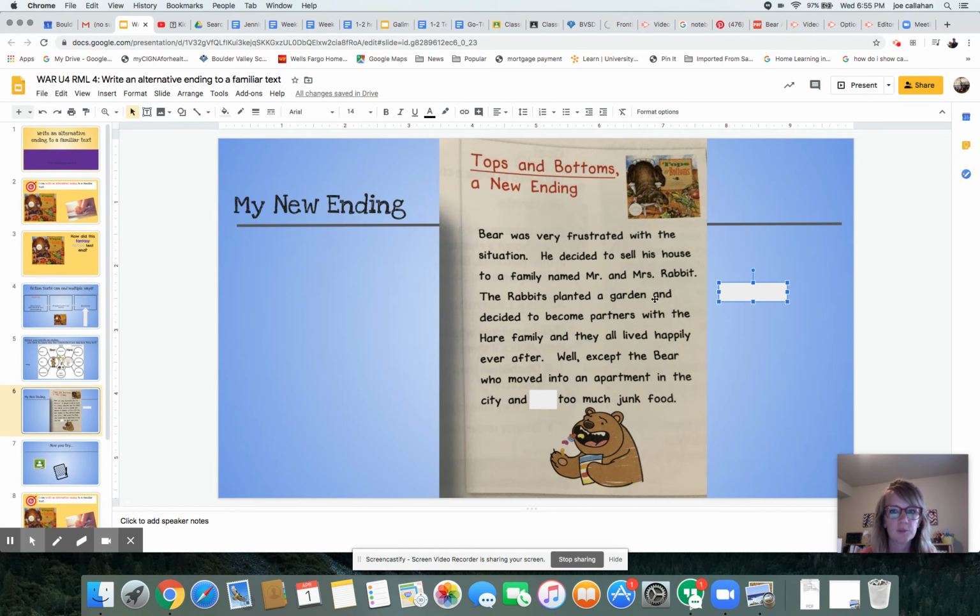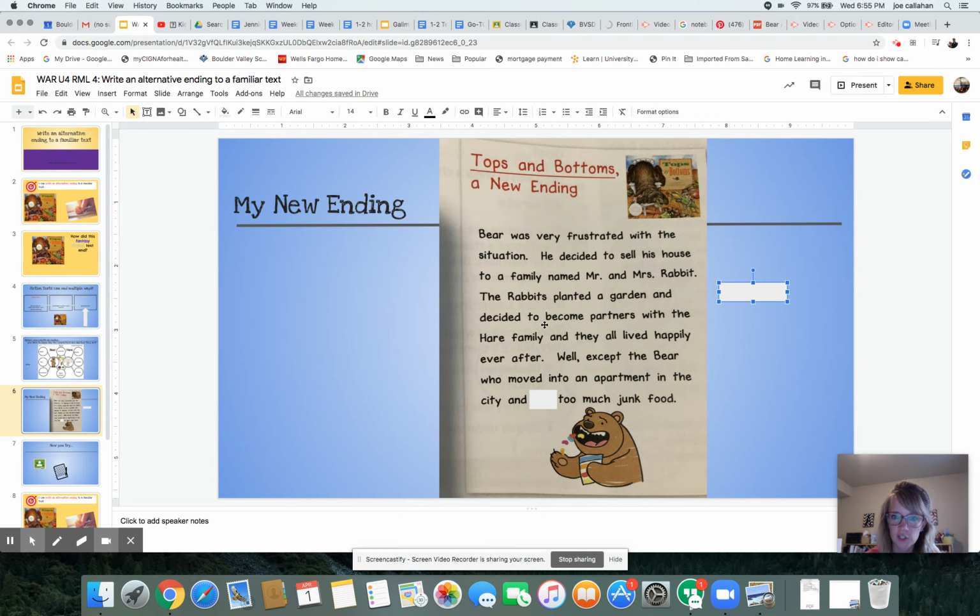The rabbits planted a garden and decided to become partners with the Hare family, and they all lived happily ever after. Would that make sense if the Hare family continued to work and garden and make deals? If the rabbit family was willing to be partners with them, would that make sense? It would. So all the parts of my new ending still fit with the characters and the events and the problem that have happened so far.